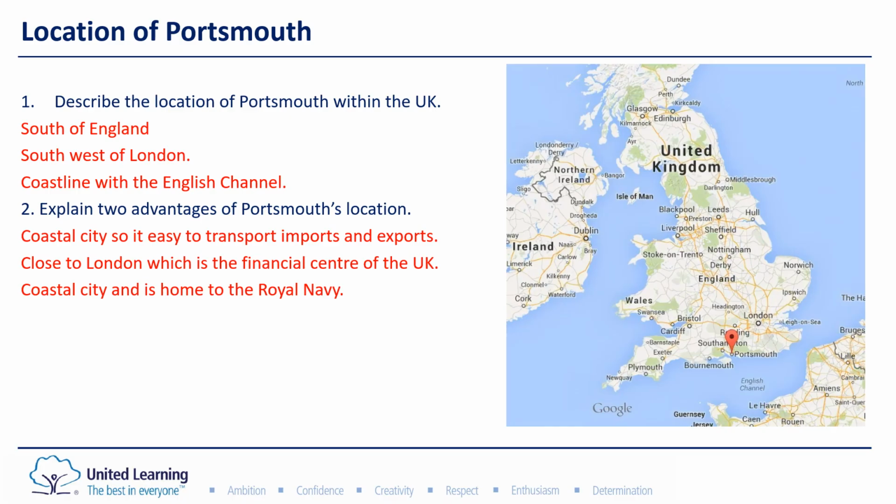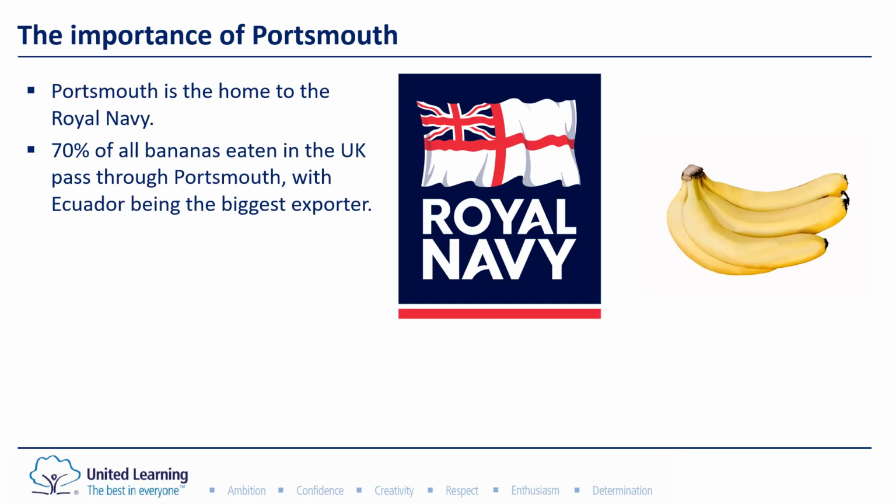In addition, it's located an hour and a half away from London. This means people can commute into London to access tertiary and quaternary jobs, which means people will have more disposable income. We also need to know why Portsmouth is an important city, both towards the UK and internationally for the world. Portsmouth is a crucial city for the United Kingdom as it is home to the Royal Navy.